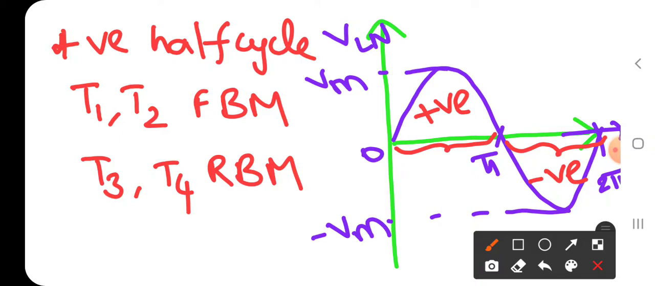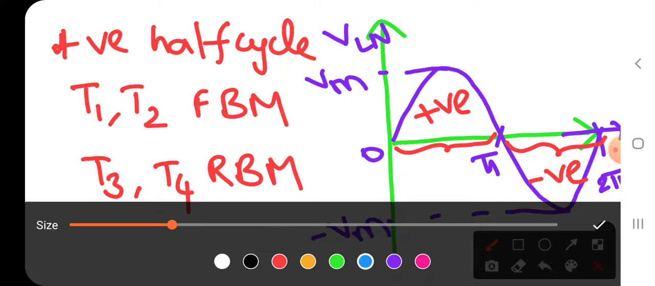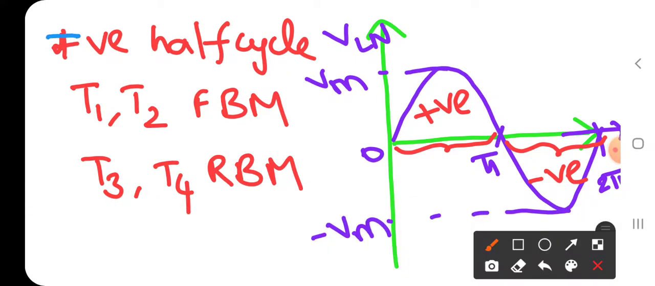So thereby the load is connected to the source. Load in the sense motor only. And similarly during the negative half cycle, T1 and T2 will be in reverse blocking mode, T3 and T4 will be in forward blocking mode. Whatever it may be, the 4 SCRs act as an open circuit.